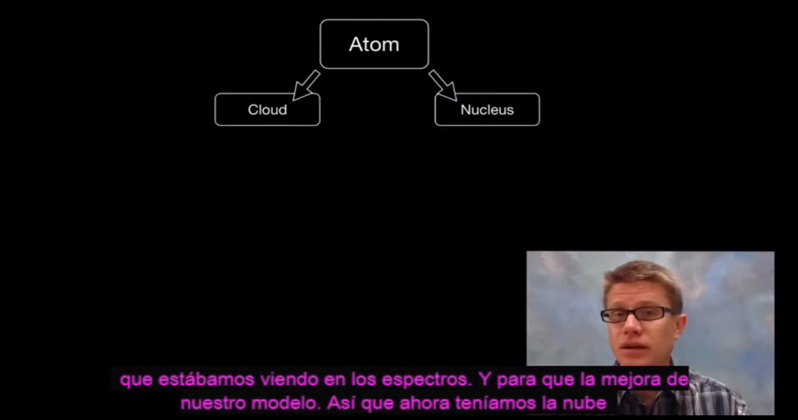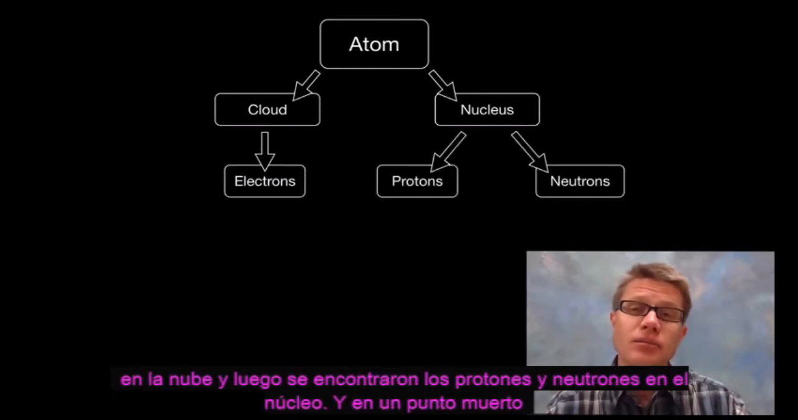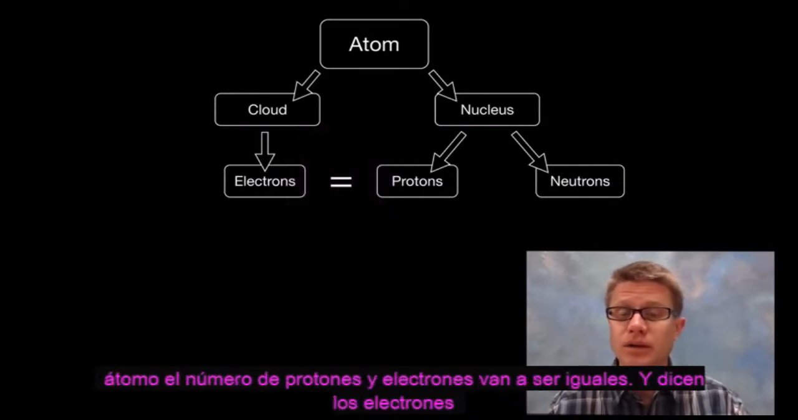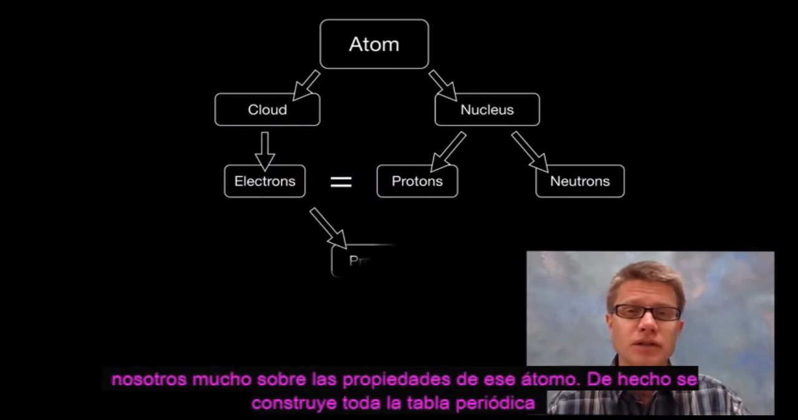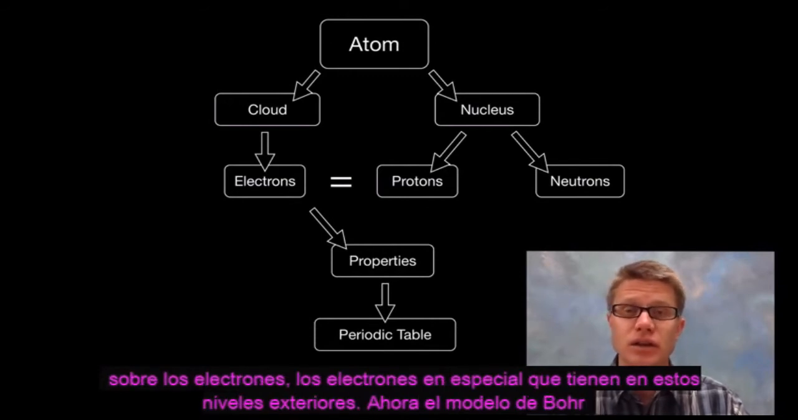So we now had the cloud that had the electrons in it, and then the nucleus. We found these negative electrons in the cloud, and then protons and neutrons were found in the nucleus. And in a neutral atom, the number of protons and electrons are going to be equal. And the electrons tell us a lot about the properties of that atom. In fact, the whole periodic table is built on the electrons, especially the electrons we have in these outer levels.